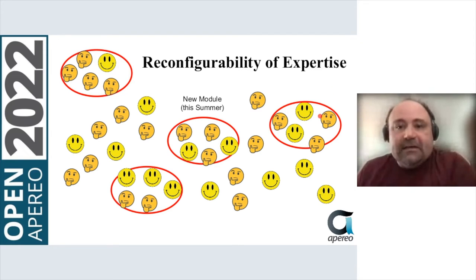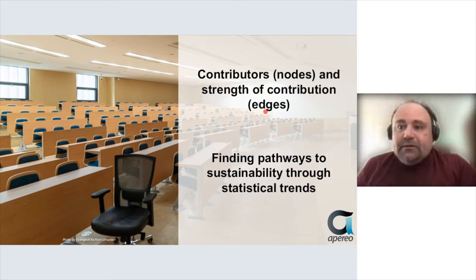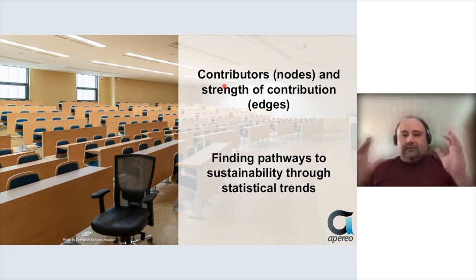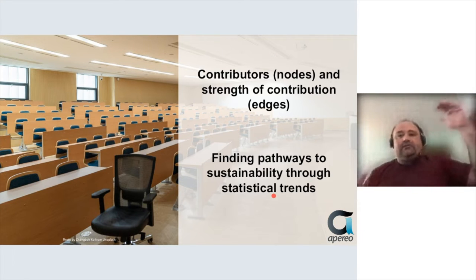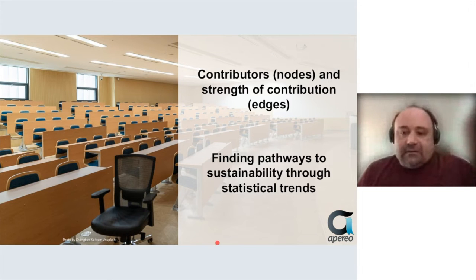When you look at it in the light of academic organizations, it's very refreshing because usually we don't have that. We think about these kinds of networks as contributors being the nodes, which are the dots you'll see in these diagrams, and the strength of the connections, or edges, which are the links between the nodes or contributors. We're trying to find pathways to sustainability by looking at these networks and their statistical trends. Looking at these connections and their connectivity gives you statistical trends that you can examine.